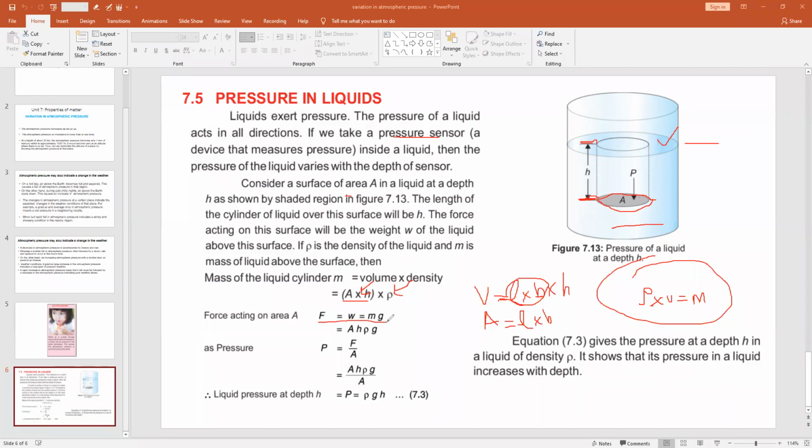So class, just put the value of m from the above equation in this equation of force. Class, please mute yourself so others can hear properly, right?